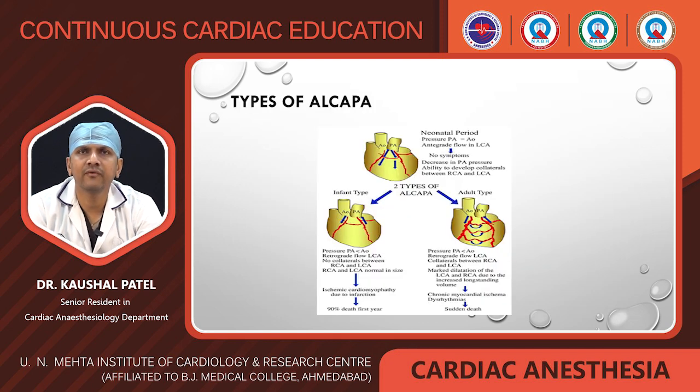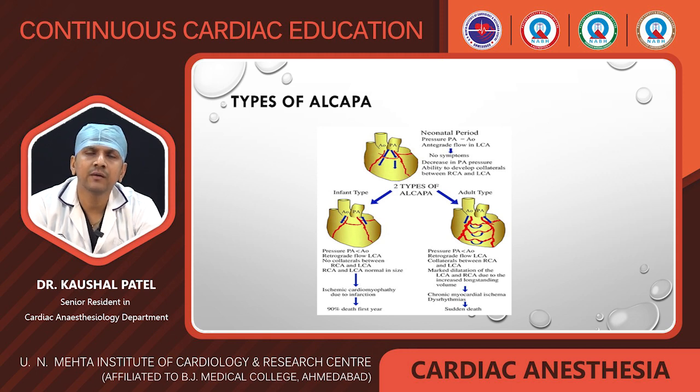Now coming to the types of ALCAPA. There are basically two types, the infant type and the adult type. In the neonatal period of life, the pulmonary pressure is equal to the aortic pressure, so there is antegrade flow in the left coronary artery arising from the pulmonary artery, and no symptoms develop. During the infantile period, after 2 to 3 weeks of life, the PA pressure gradually falls, so the pressure of the PA decreases below the pressure of the aorta.